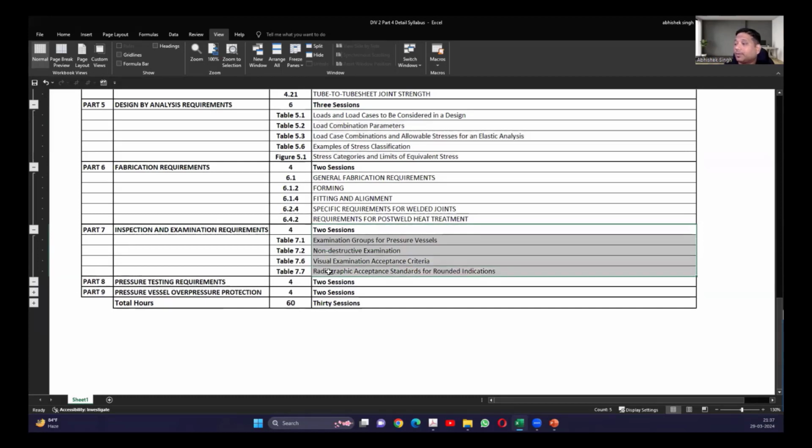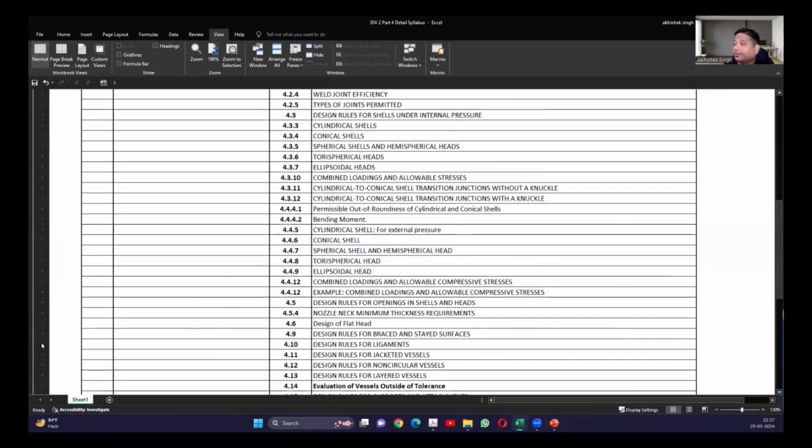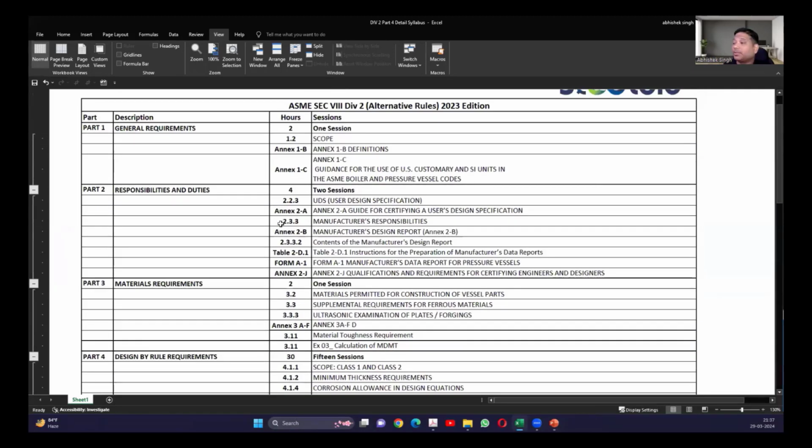Inspection: what the different examination groups are, what the joint efficiency requirements are, and how to read the different radiography and MT/UT requirements, that we'll see. Pressure testing and overpressure protection. These are the two remaining things. So this is what the complete syllabus will be.